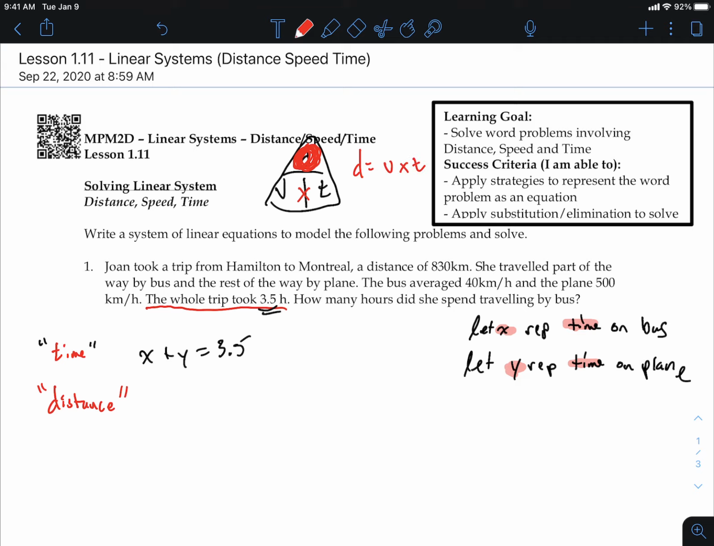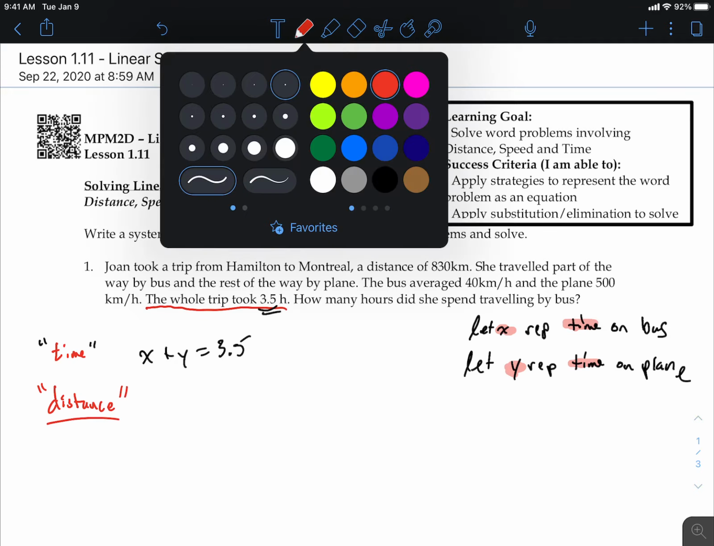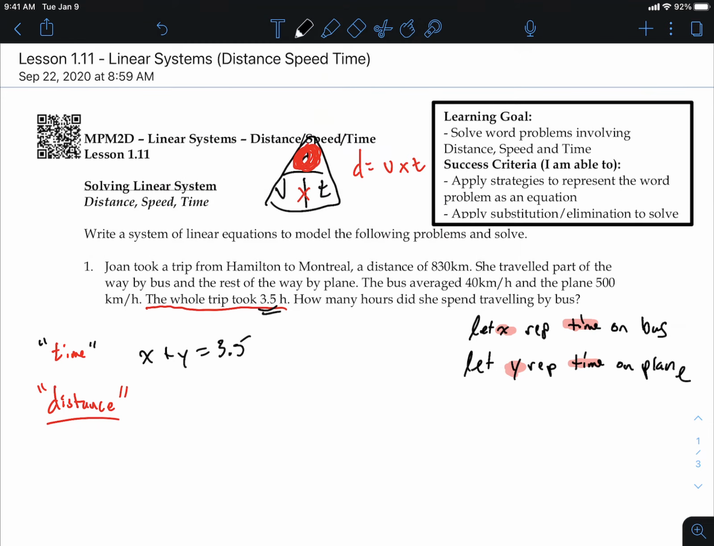Okay, so I'm trying to come up with an equation that represents distance, right? It told me what the total distance was, didn't it? 830 kilometers. Right, so over here on the right, let's give myself a little space. 830, I know the total distance has to be 830 kilometers, right? Then I've just said using my triangle, d equals v times t. If I'm trying to create an equation to represent distance, because this is in kilometers, I have to do the velocity times the time. Well, I said x and y represented the time. So I'm going to have something that looks like this.